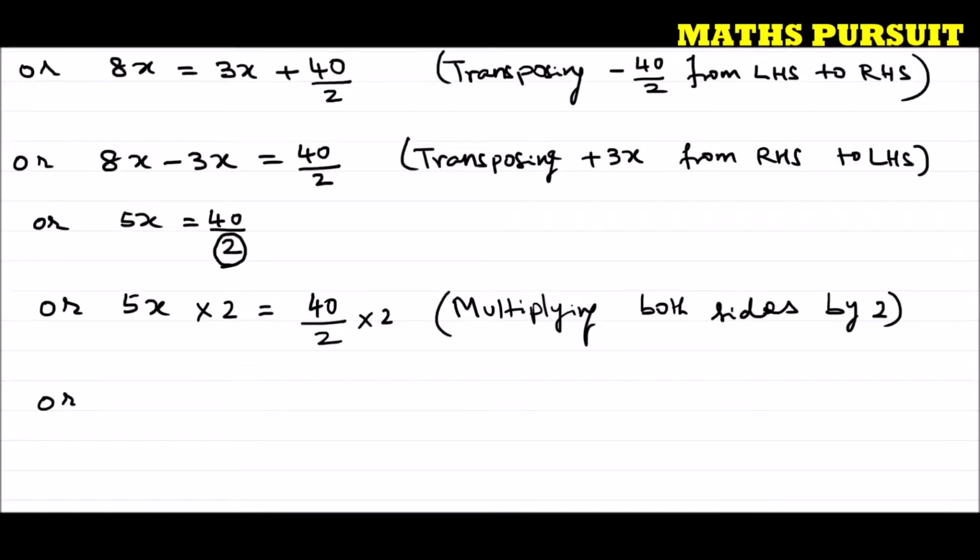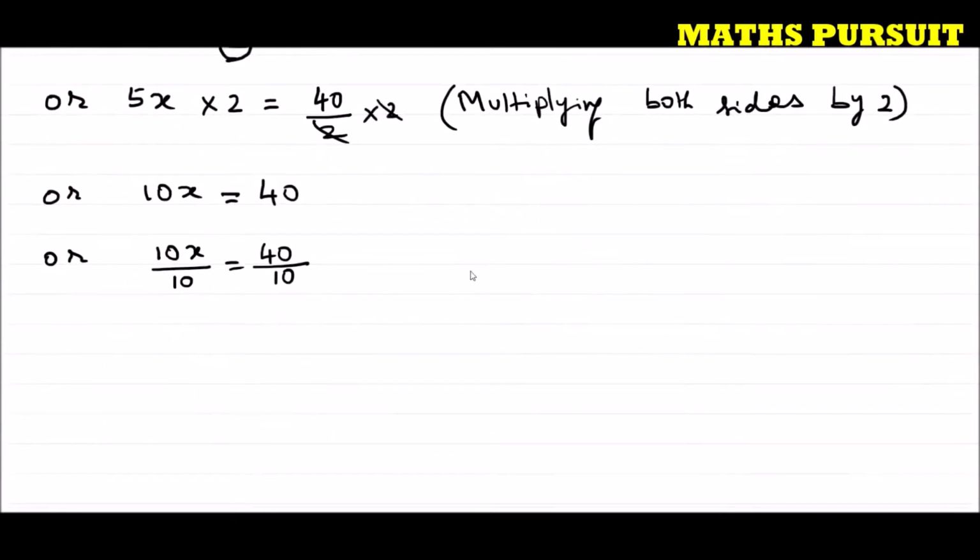Or I can write 5x into 2 is 10x, is equal to, these two cancel out, 40. Or I can write 10x divided by 10 is equal to 40 divided by 10. What we got? We got 10x divided by 10 is equal to 40 divided by 10.